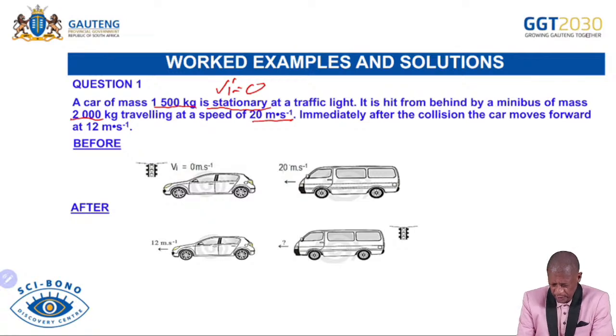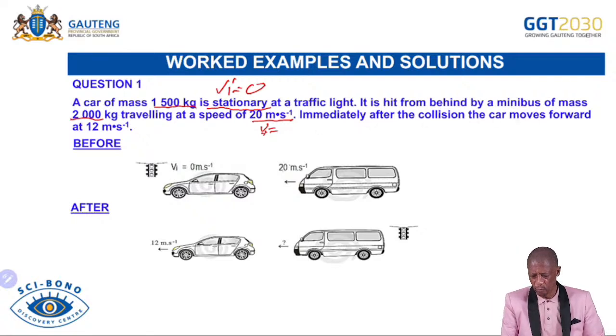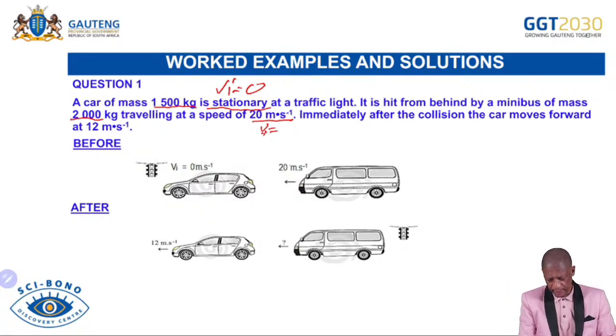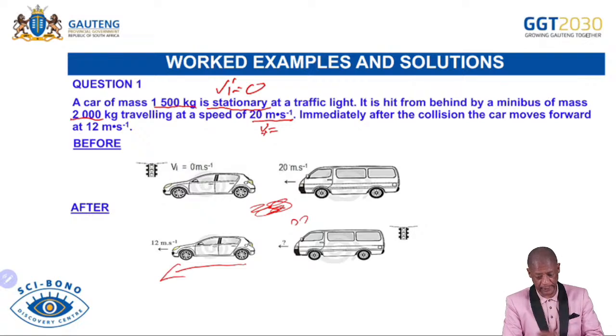Now we know this one is 20 meters per second, so this is the initial velocity. Then they collide. Immediately after the collision, the car moves forward. So this one hit this one at the back. It was stationary, but after they collide somewhere here, this one moves at 12 meters per second. We want the velocity of the minibus. That is what we need to calculate.